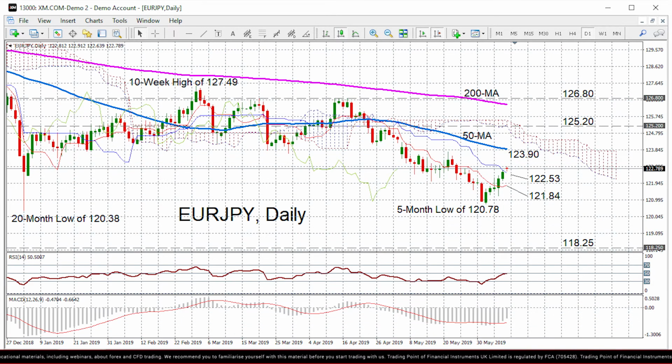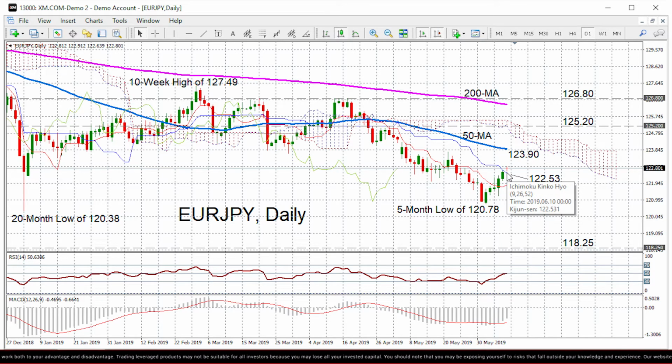So let's now turn next to the euro yen pair. We can see the short-term picture is relatively bullish. RSI is rising, but hasn't quite risen above the 50 neutral level. The MACD, we can see, although the histogram is above the red signal line, it hasn't quite turned positive yet. At the moment, prices are fairly flat on the day.